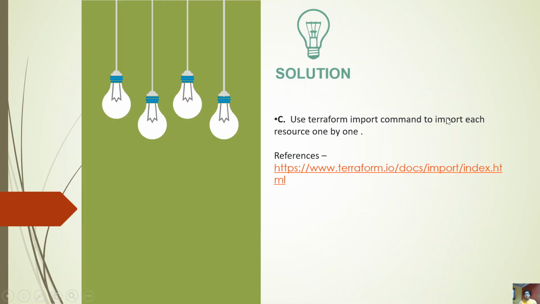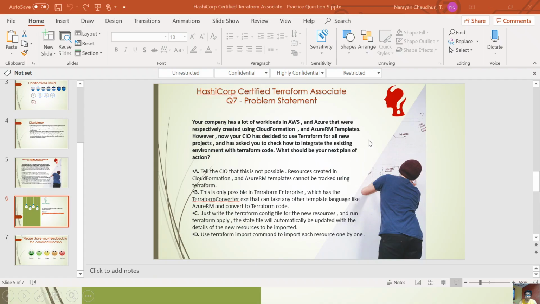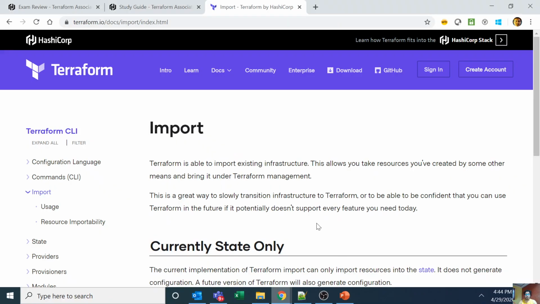D is use Terraform import command to import each resource one by one. Okay, so let's go to the documentation. As you can see, Terraform is able to import existing infrastructure. This allows you to take resources that you have created by some other means. That can be CloudFormation, AzureRM, that can be manual provisioning, API call, PowerShell, whatever, and bring it under Terraform management. This is a great way to slowly transition infrastructure to Terraform, or be able to be confident that you can use Terraform in the future if it potentially does not support every feature that you need today. So the option is there.